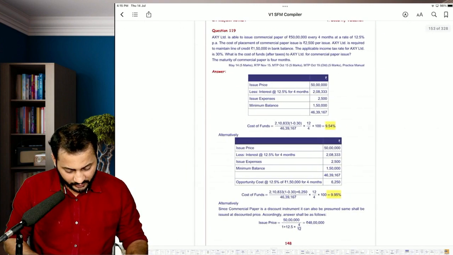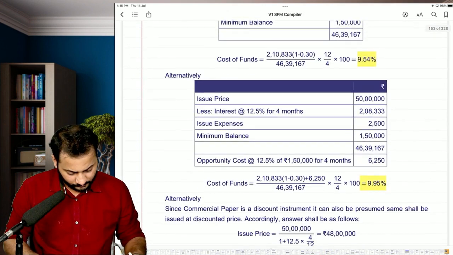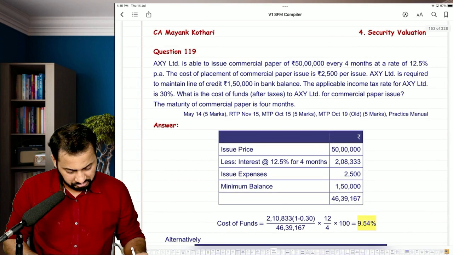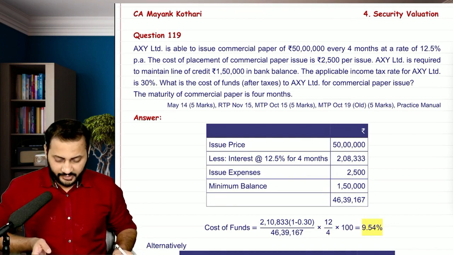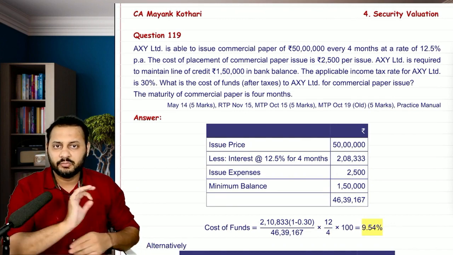118 will be your homework. 119 is going to be the next question. It's again the same thing. Okay, just have a look at this. See, AXY Limited, this is another question. AXY Limited is able to issue commercial paper.